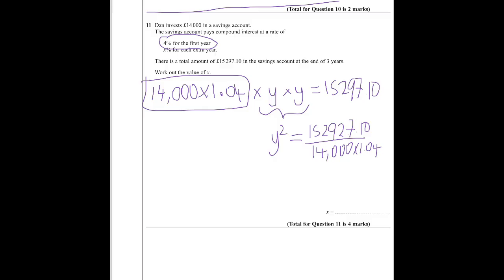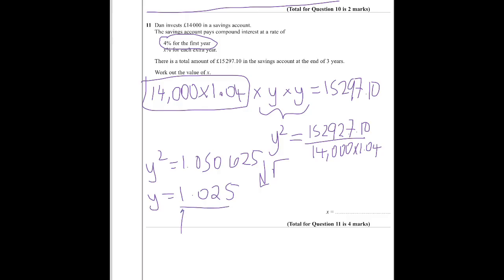And my calculator is giving me this. Y squared is 1.050625. Now, to get y, which is the yearly multiplier, we square root this. So let me square root all of that number. I'm getting 1.025.